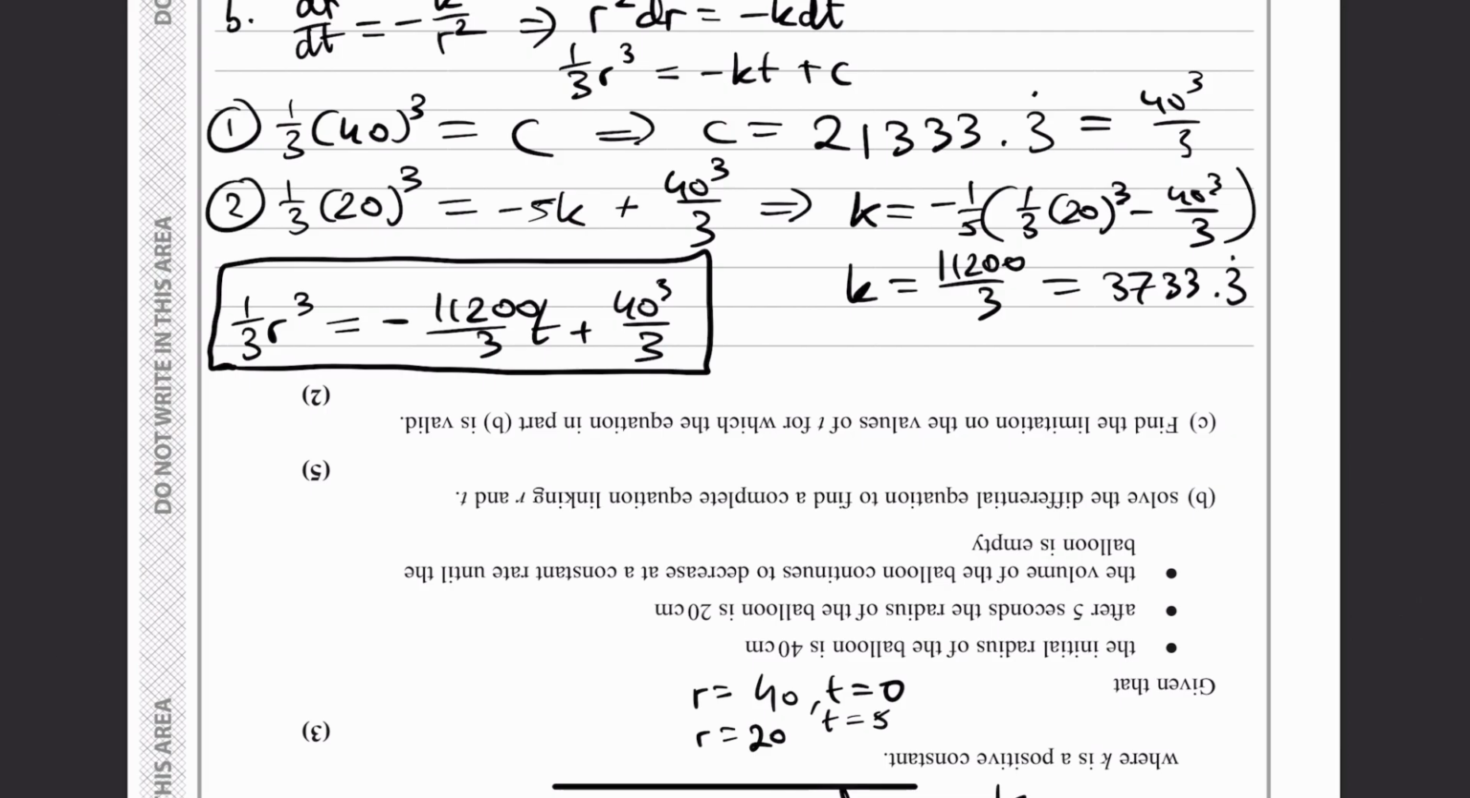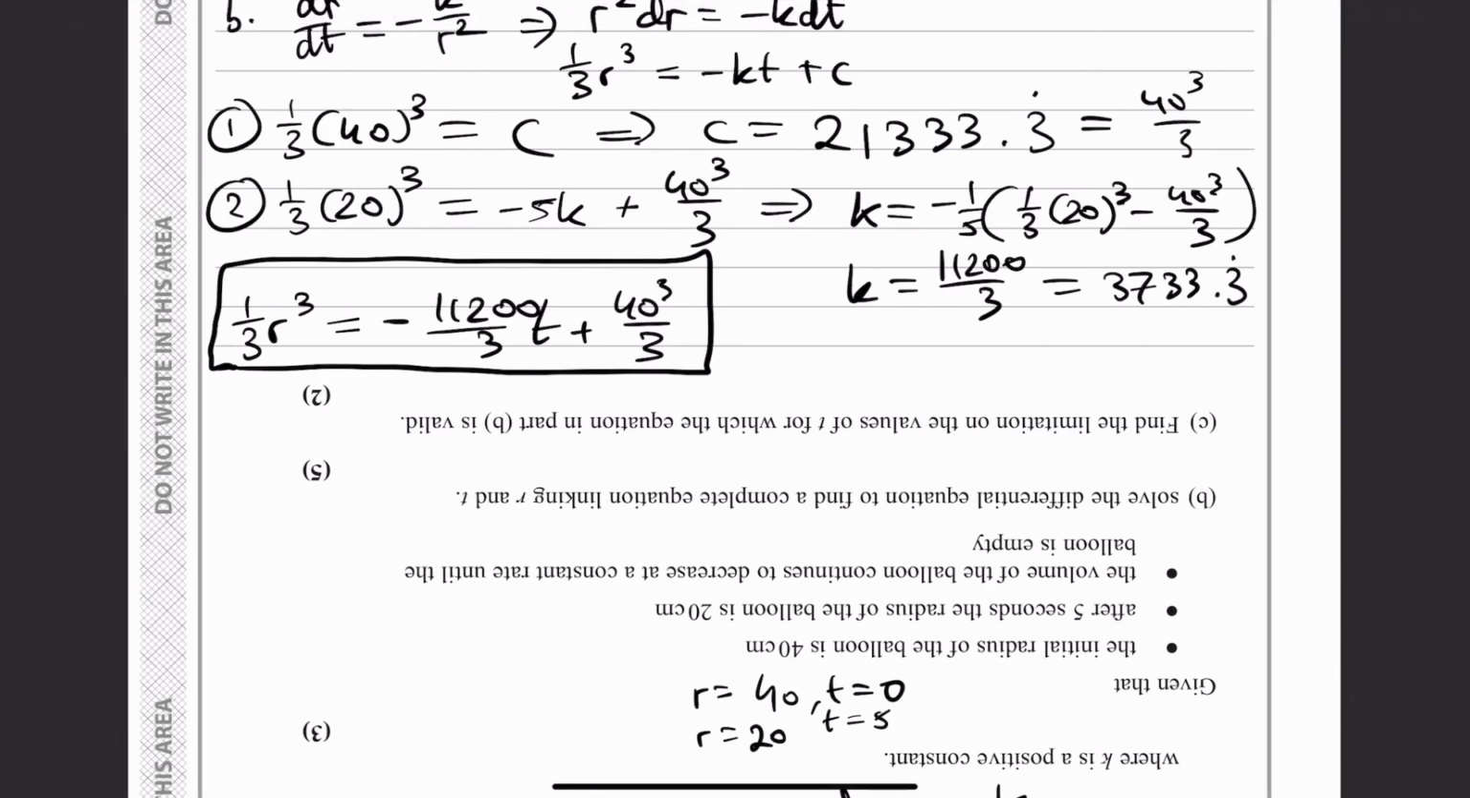limitations on the value of t for which the equation in part B is valid. Find the limitations on t. So you basically want this to always be positive.